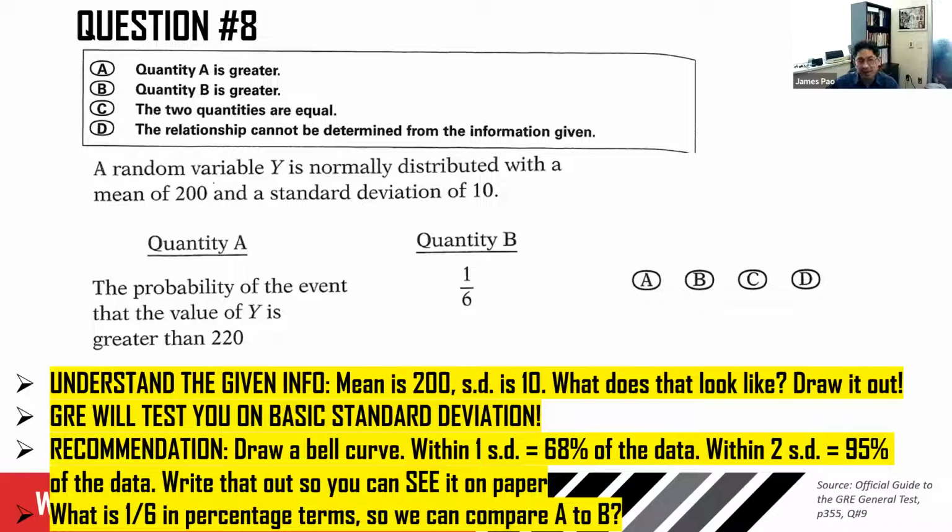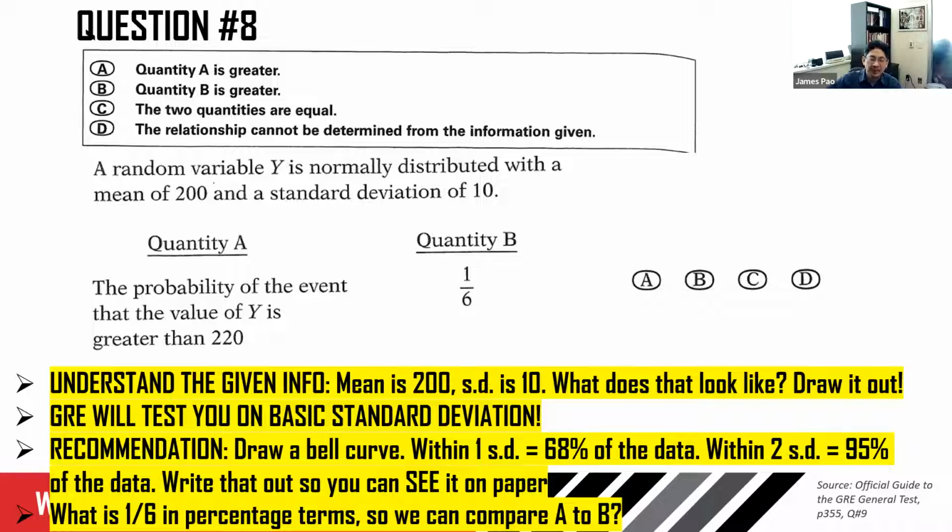Quantity A is equal to the probability of the event that the value of y is greater than 220. And quantity B is simply 1/6, roughly equal to 16.6%, with a line on top, right? 16.6 to eternity %. So what's bigger, A or B? Is A bigger, the probability that value y is greater than 220, or is B bigger, 16 to 17%?